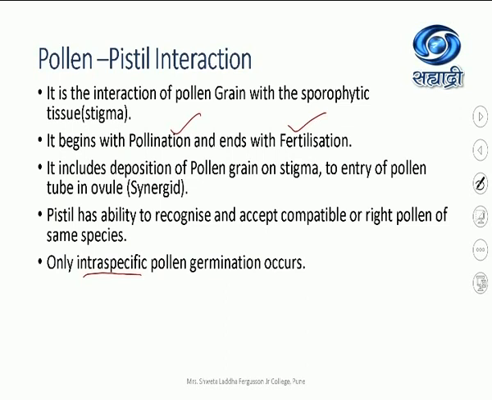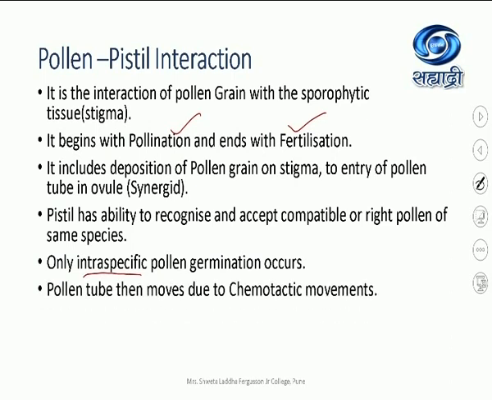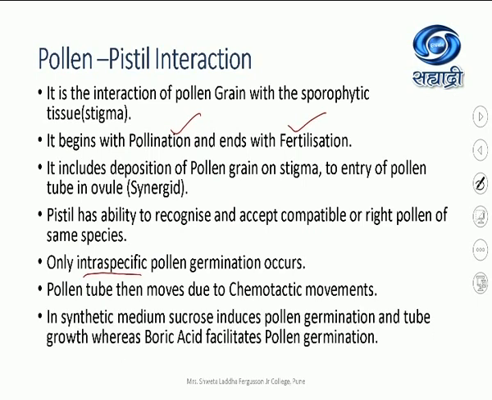If it is to be brought about between two different species, that has to be done artificially by a process called hybridization. But generally, only intraspecific pollen germination occurs. The pollen tube then moves because of which movement? I already told you, because of chemical movement. So these movements are called chemotactic movement.